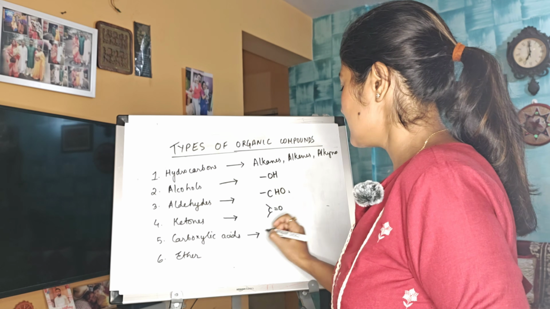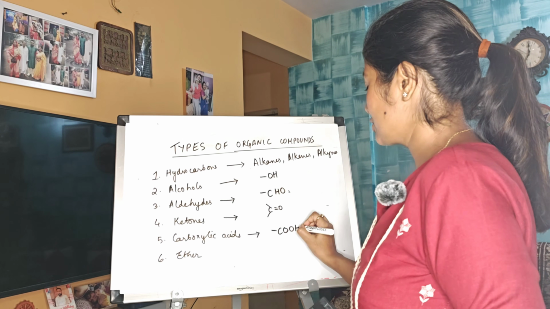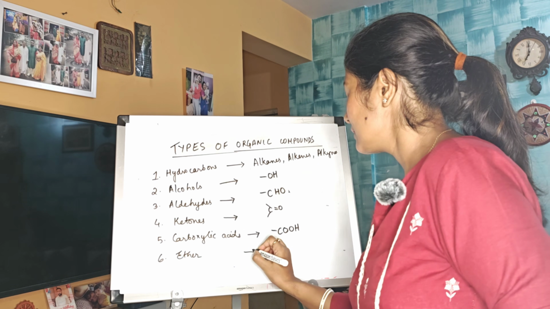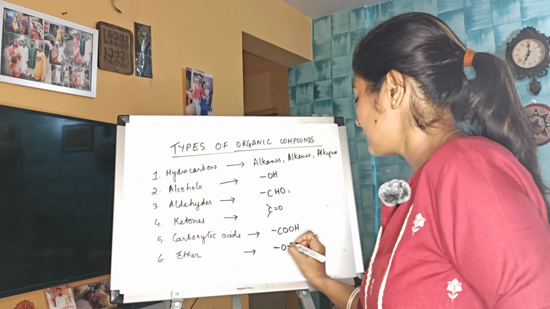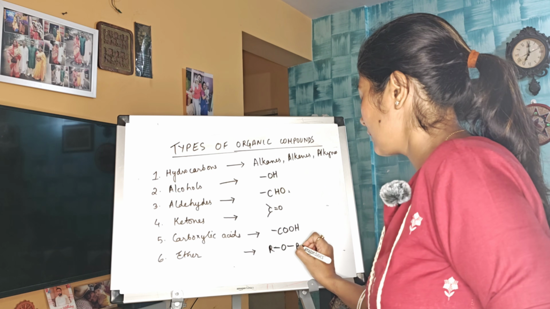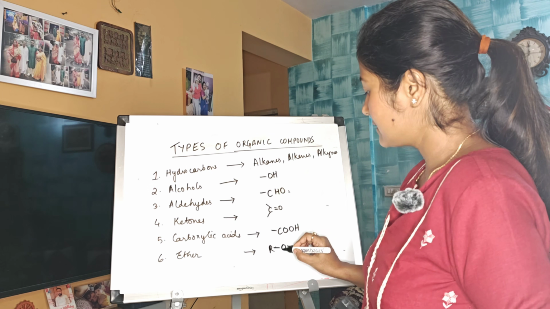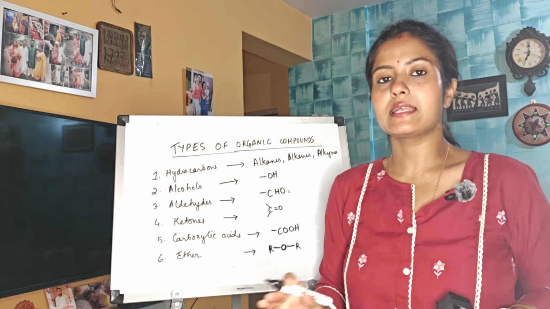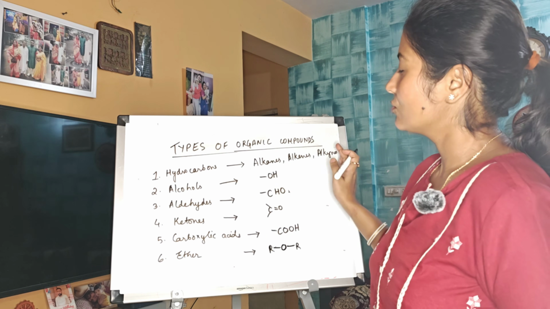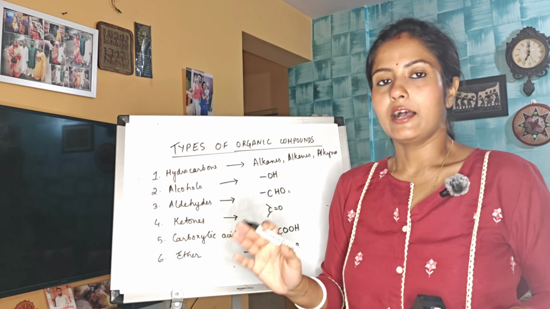For carboxylic acid, it is COOH. For ether, it is ROR. This R may be any group, and essentially this O group identifies any molecule as an ether. So these are the types of organic compounds that are available.